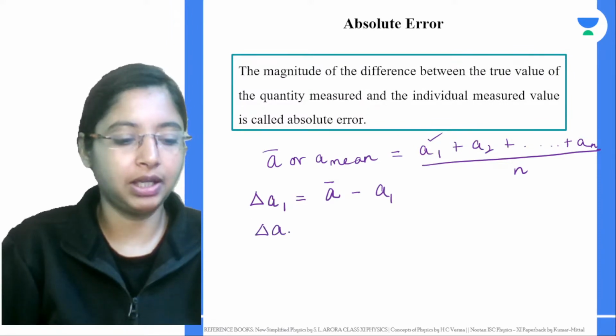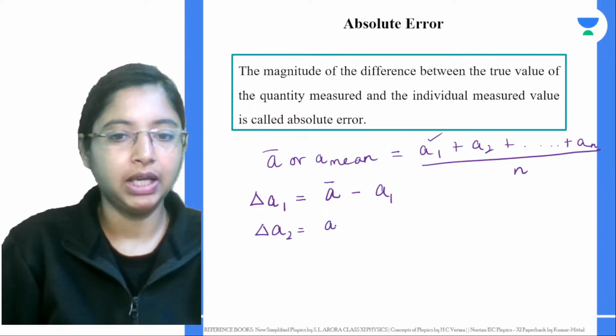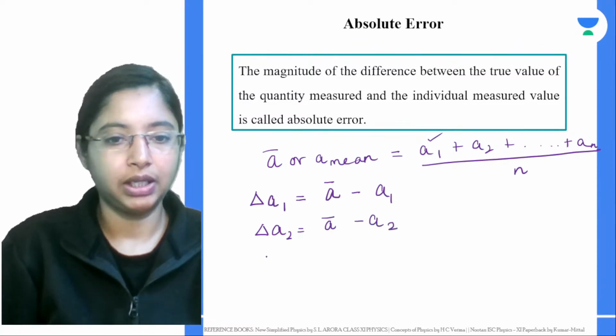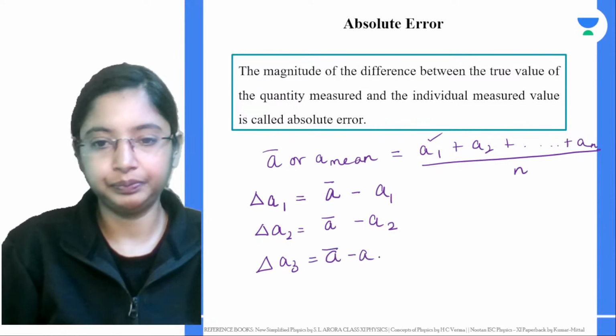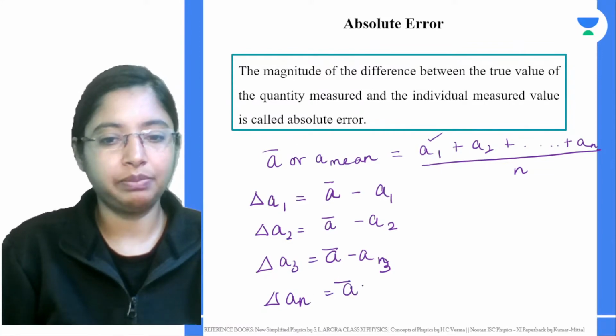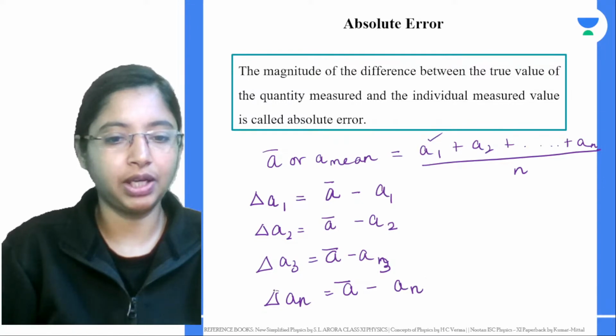Similarly, the absolute error for the second one will be the mean value minus A2. Again, for the third one, it will go on up to the nth term that you want to find: the mean value minus the nth term value. That will give you the absolute error.